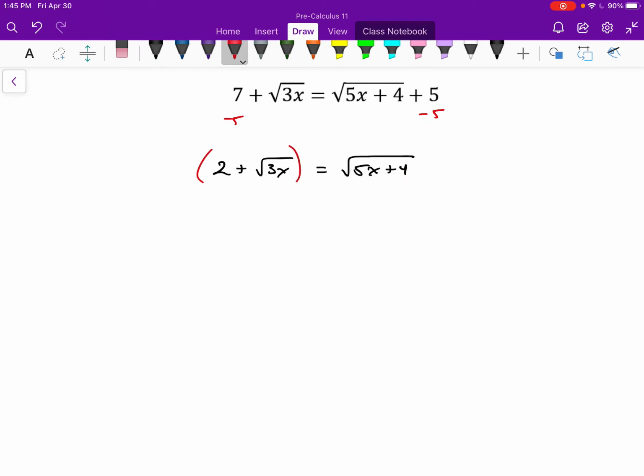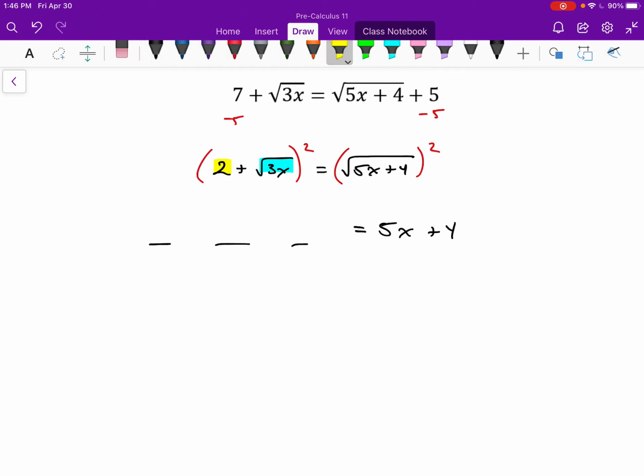Now I really have no choice. I've got to square both sides. So the right-hand side is quite nice, just 5x plus 4. The left-hand side is a binomial, right? I have one term plus another, all squared. It's kind of a weird binomial because I have that root 3x in there. But I can build upon things we've done with polynomials before. I know there's going to be 3 terms here.